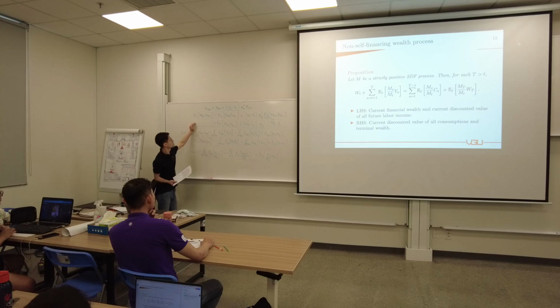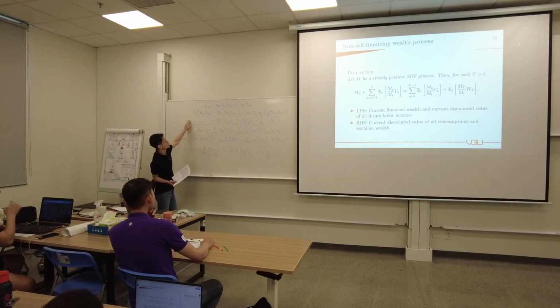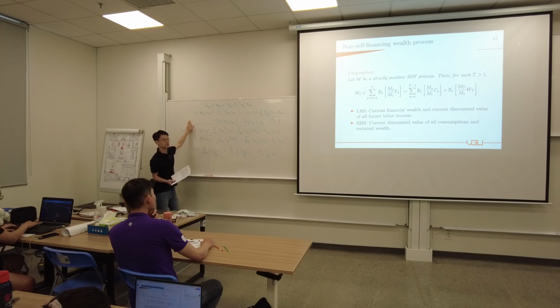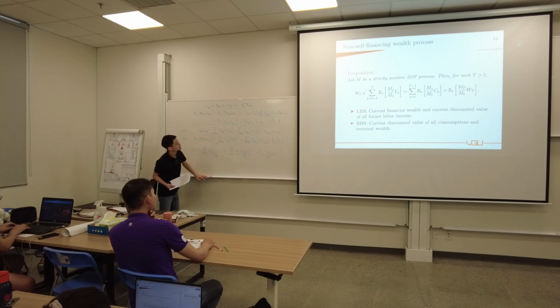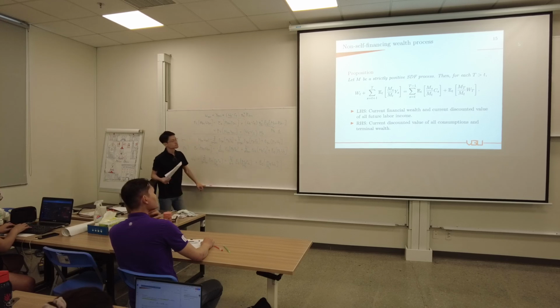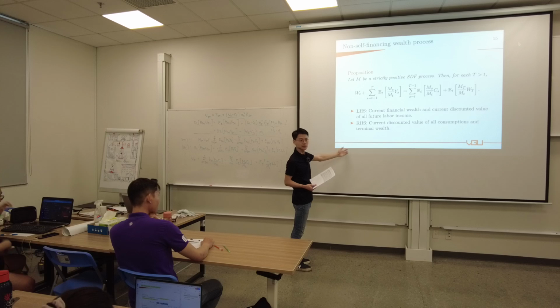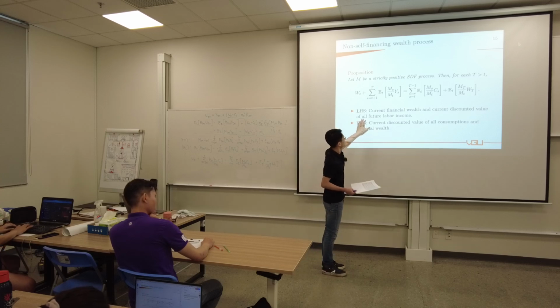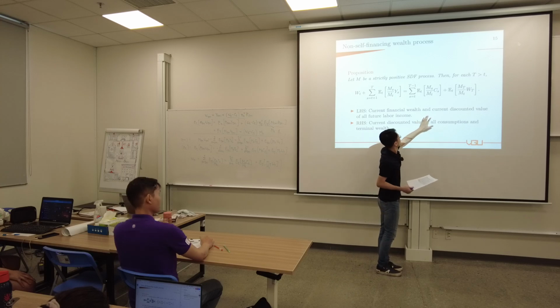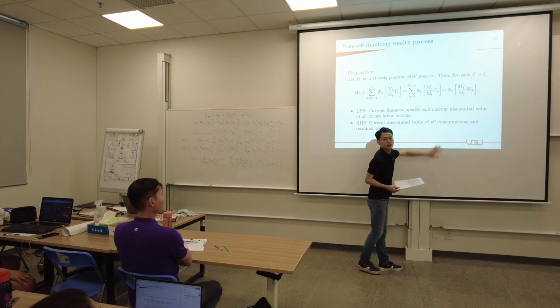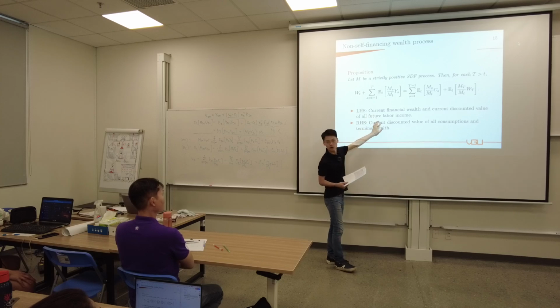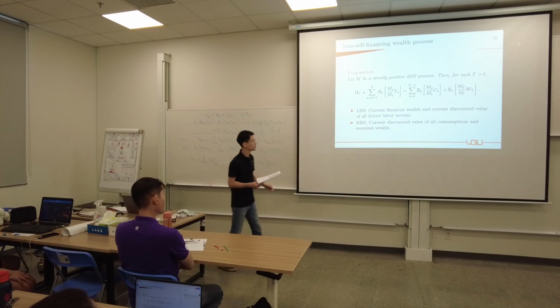So we know that it is true at time capital T. We assume it is true at time τ plus 1, and we prove that it is true at time τ. Then it means that it is true for any τ, or for any t, by the principle of mathematical induction. So we prove this proposition. What does this proposition say? It says that the total value of consumption has to be the same as the total net worth of an investor.